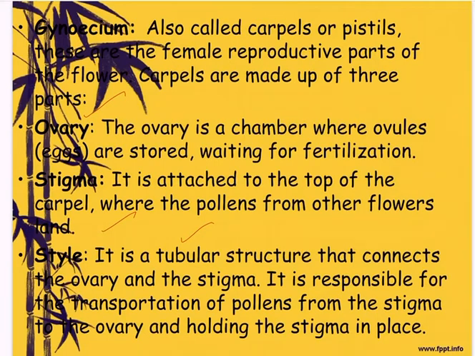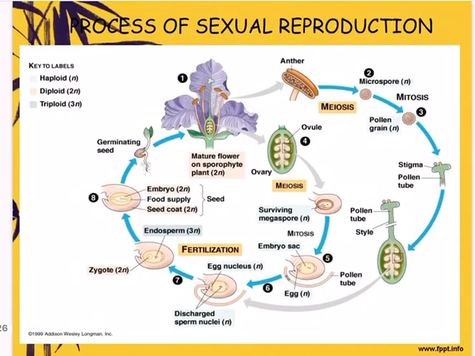And out of the three, the most important is ovary. Ovary is the female reproductive organ. The ovary is a chamber where ovules, that is female gametes, are stored and they are waiting for fertilization. Now, how exactly does this take place? The process of sexual reproduction.